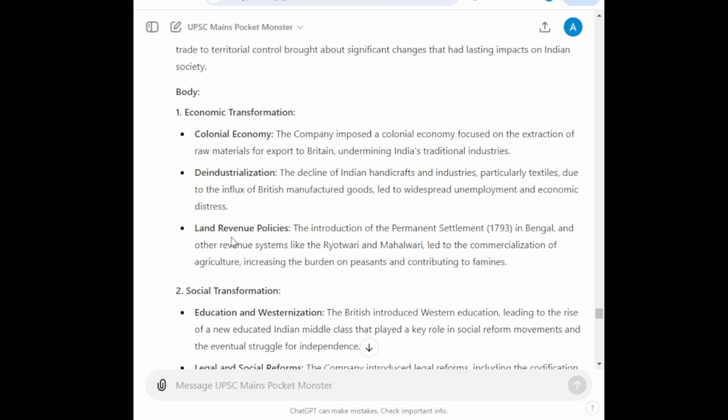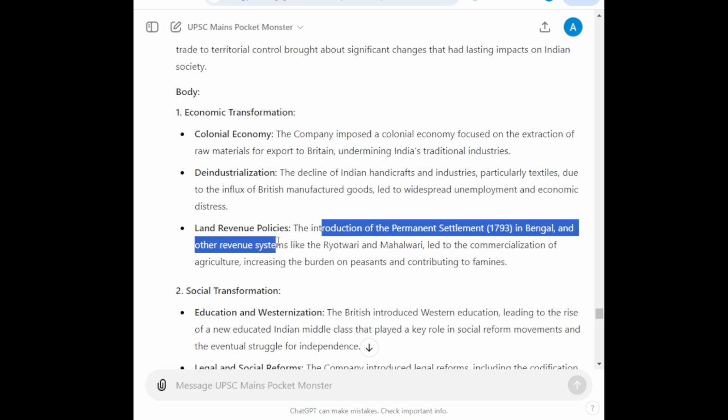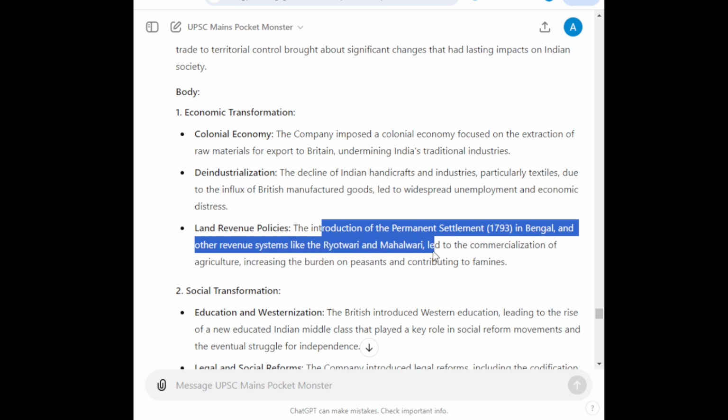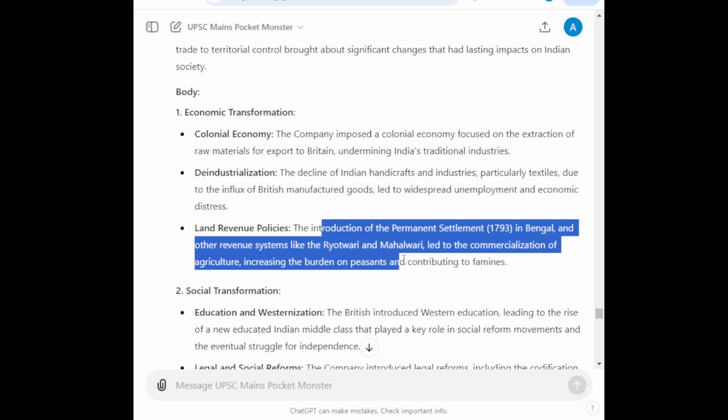And the third thing is, we are going to discuss all these three and put stuff in perspective in simple words so that we can easily remember. The last point is the land revenue policies, the introduction of permanent settlement 1793 in Bengal and other revenue systems like Ryotwari and Mahalwari led to the commercialization of agriculture, increasing the burden on peasants and contributing to famines.